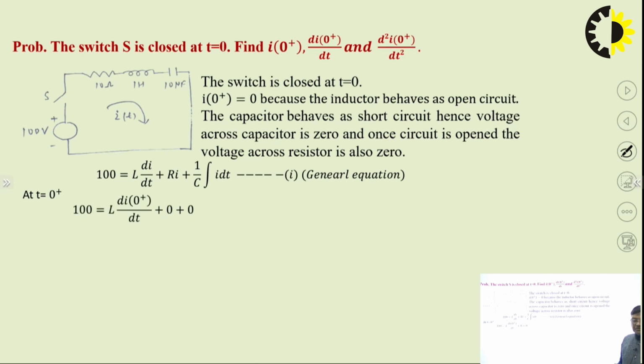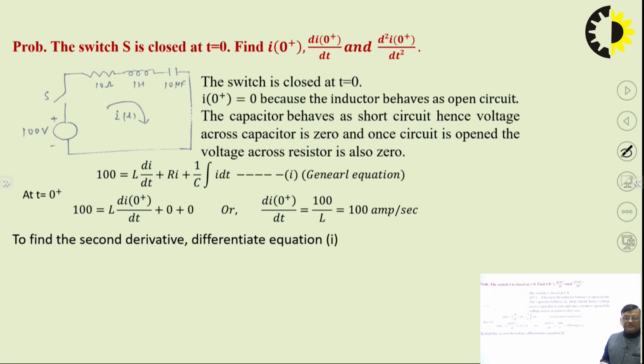So at t is equal to 0 plus, this I0 is 0, this is 0, so 100 is equal to L di(0 plus)/dt. So, di(0 plus)/dt is 100 by L. This is 100 ampere per second because the value of L is 1 Henry.